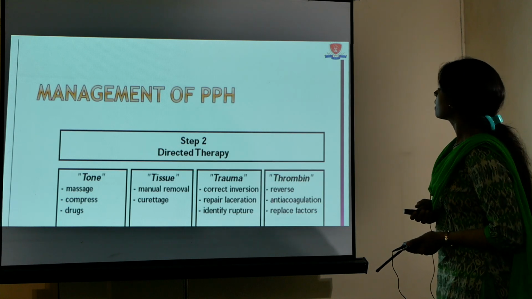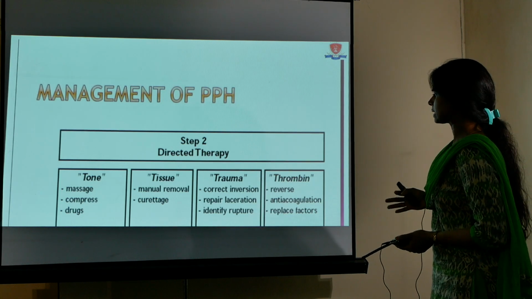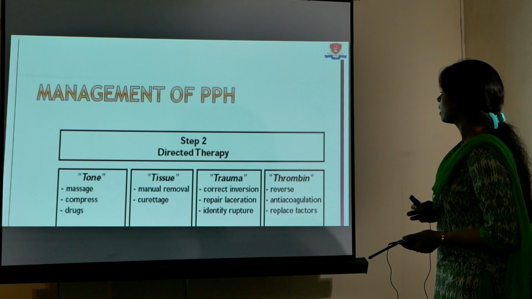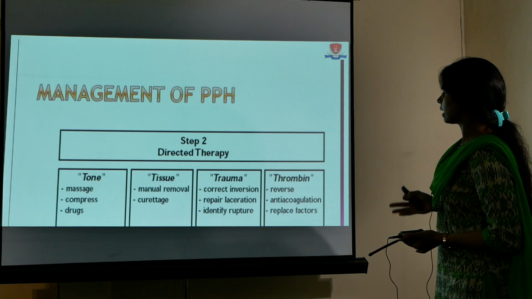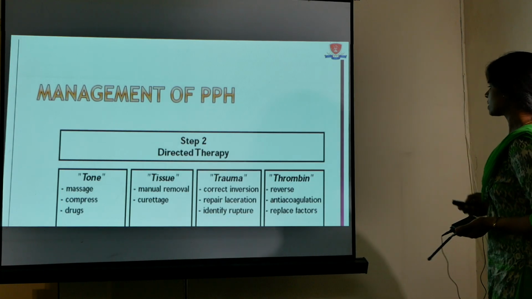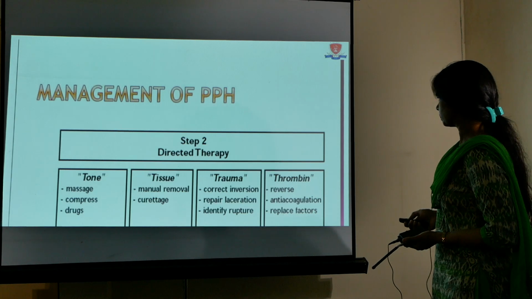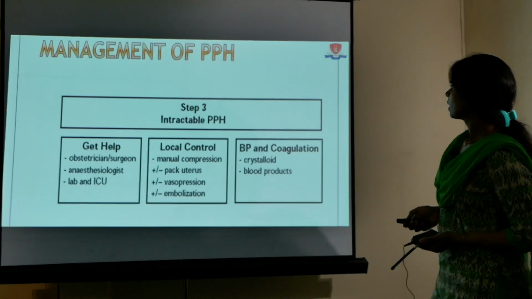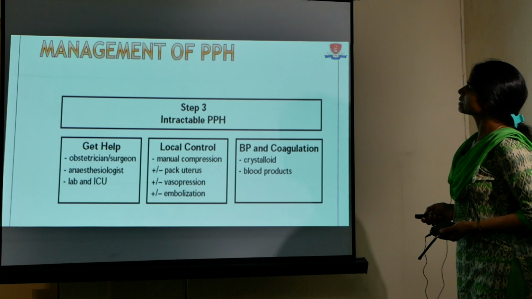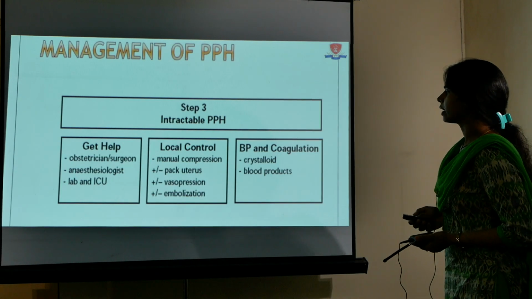And for trauma, if there is any inversion, correct the inversion, then repair any lacerations or episiotomy sutures, and if there is any uterine rupture, then go for laparotomy. And for a defect of thrombin, reverse the effect by replacing the factors with blood products or anticoagulants.